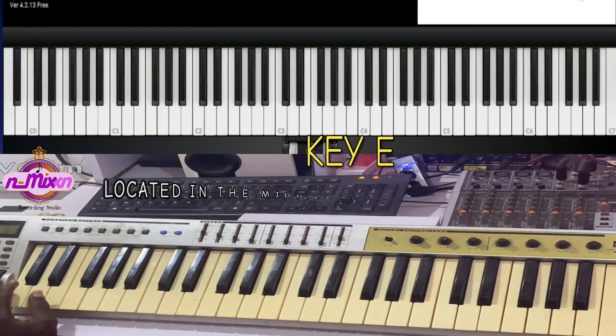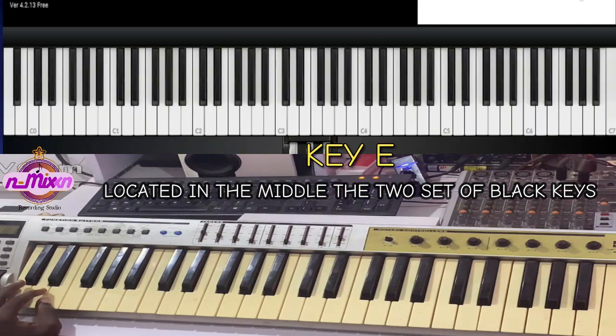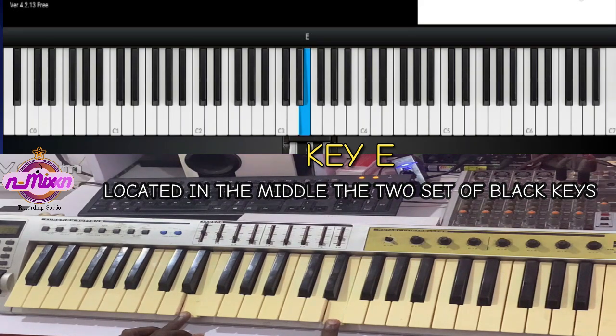E also can be found as the last one of the two sets of black keys. C is the first one of the two sets of black keys, and E is the last one. So anytime you see the two sets of black keys, you have to be able to know where your E is. There is one also over here. I hope by now you can identify it. Yes, there's another one also here. So try that on your piano. I hope you have your piano in front of you so you can try and identify that.